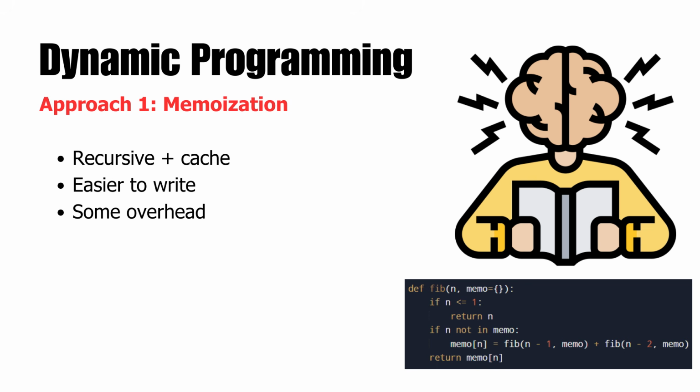There are two main approaches to implementing DP. First is memoization, which uses recursion with caching. When solving a subproblem, we store the result. When the same subproblem appears again, we return the cached result. It's intuitive and follows natural recursive patterns, but may be slower due to recursion overhead.